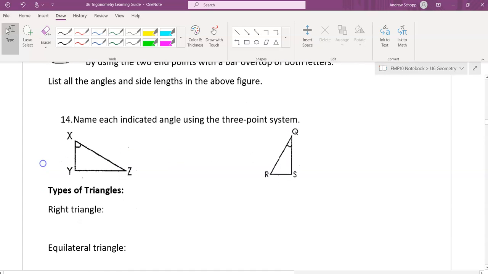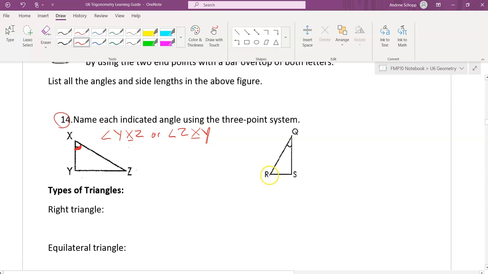And let's go ahead and use that to list all the angles, for number 14 here, to name each of the indicated angles using the 3-point system. So you can see this is our angle of interest here. We start with maybe Y, go to X, and then to Z. So we could label this angle YXZ, or angle ZXY. Most important is that the X is in the middle.